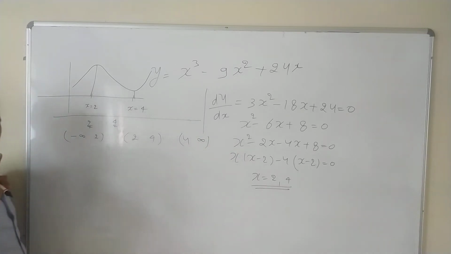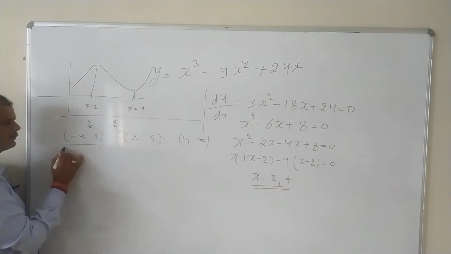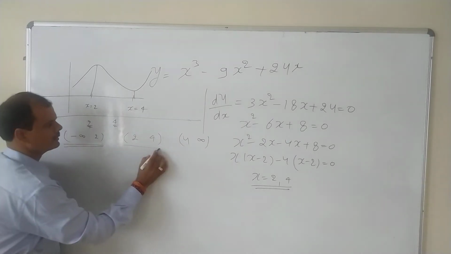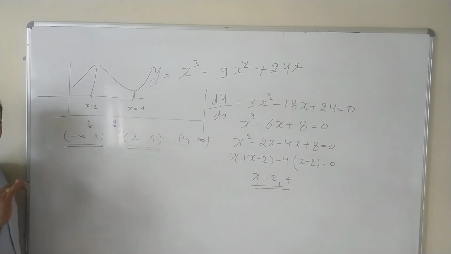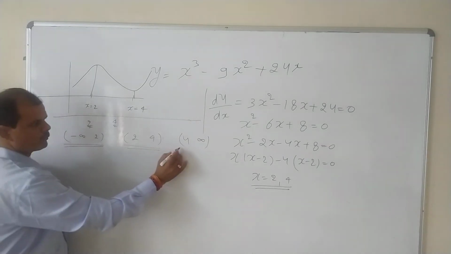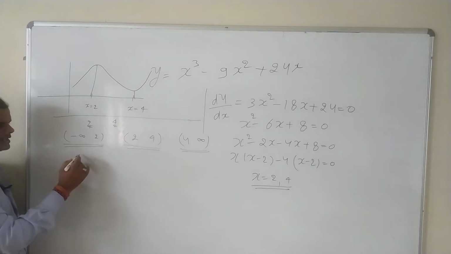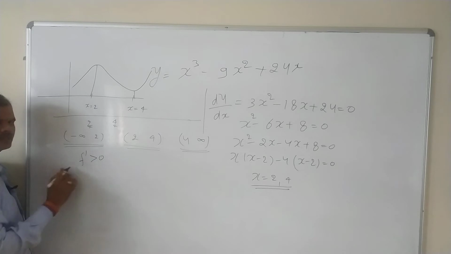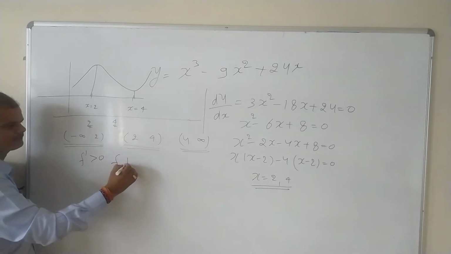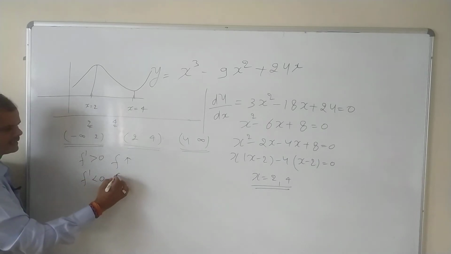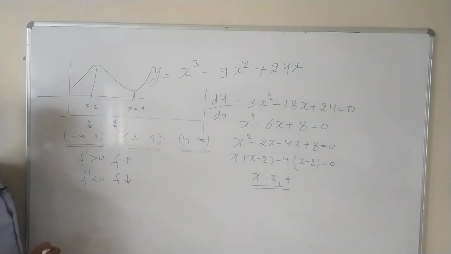There are 3 subintervals, and in each subinterval the function has the same nature, either increasing or decreasing. In this interval the function has the same nature, either decreasing or increasing. In the same way, in this interval also the function has the same nature, either increasing or decreasing. So how to check increasing or decreasing? If your first derivative f dash is positive, we say f is an increasing function, and if f dash is less than 0, we say f is a decreasing function.